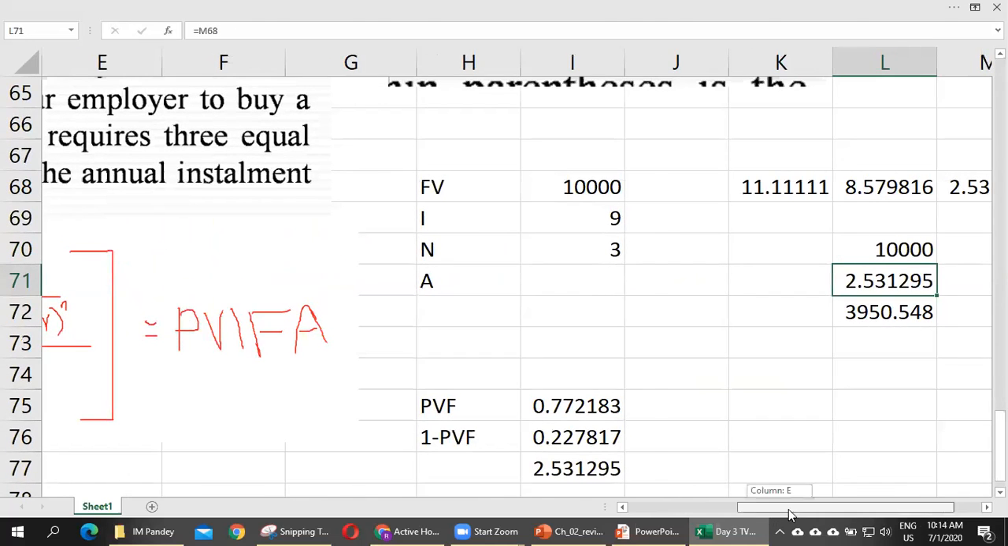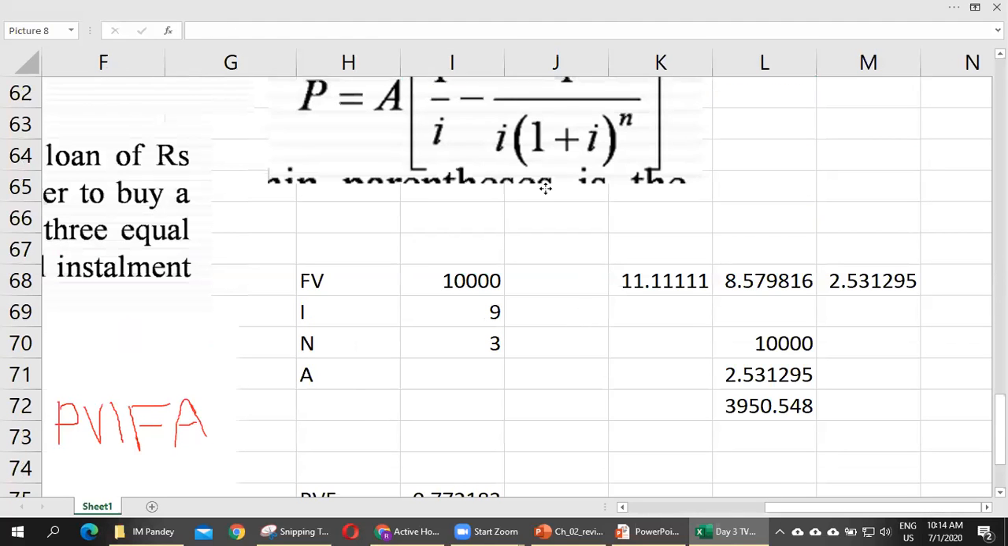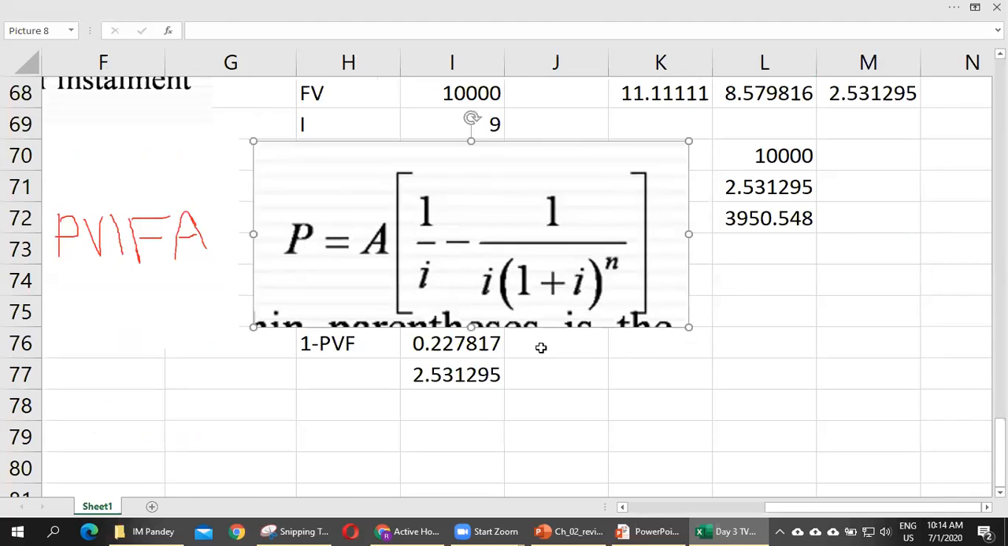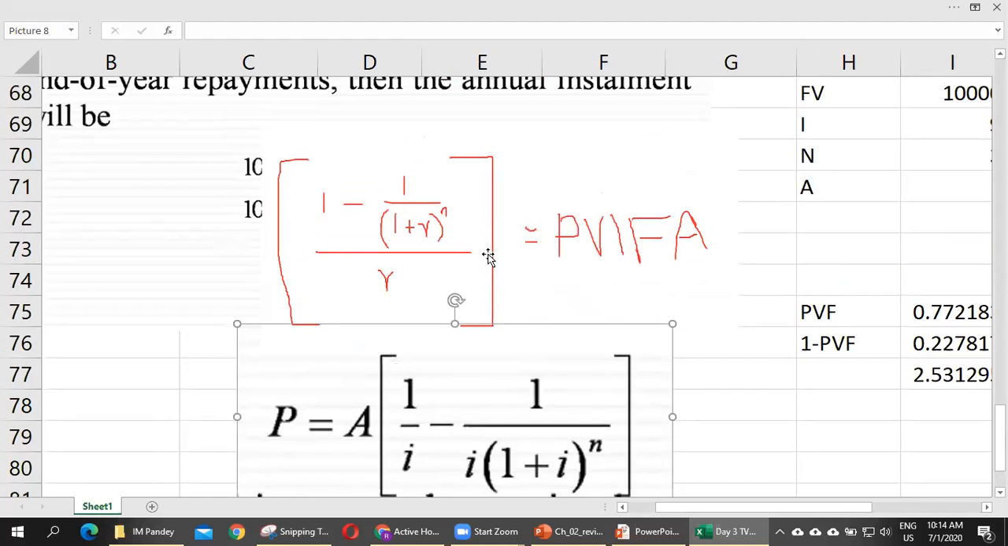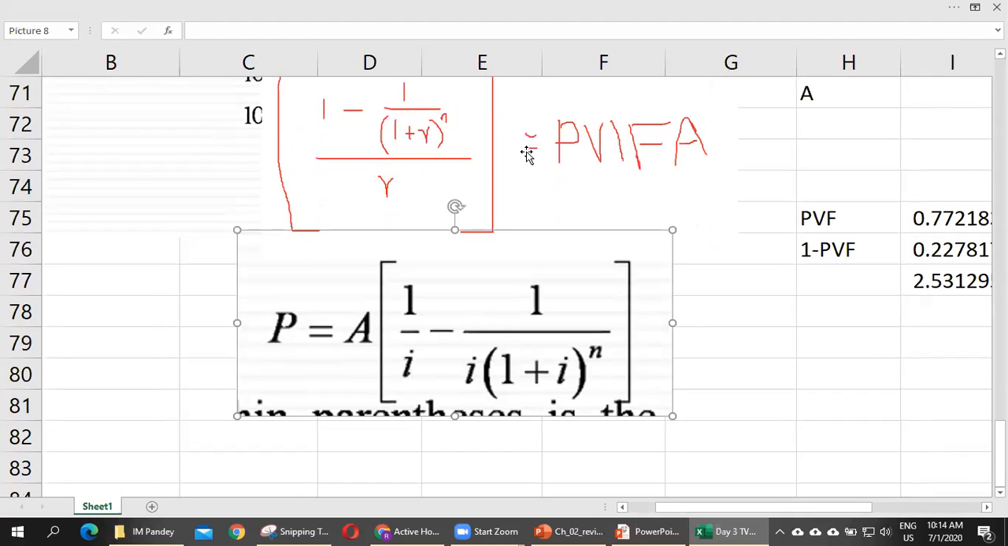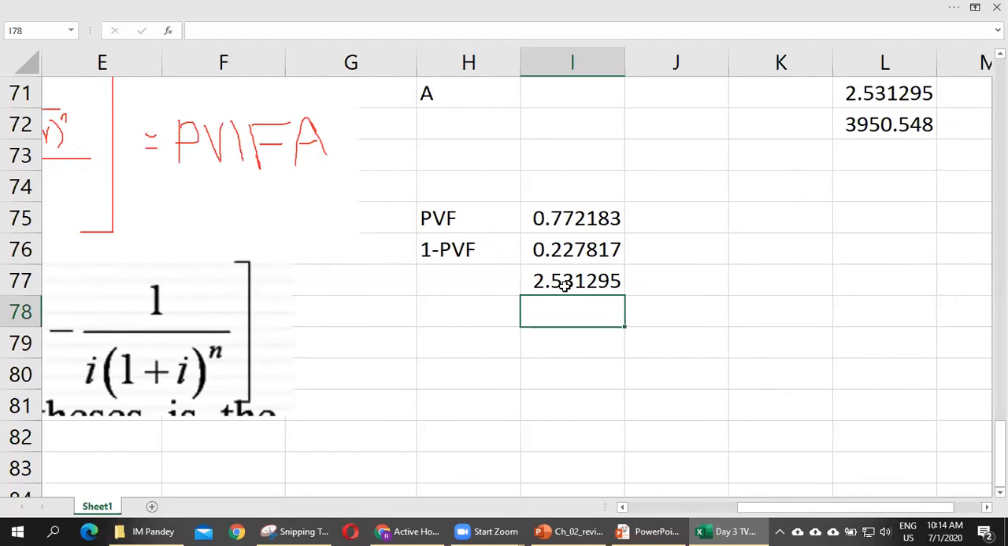So see the answer. Compare these two. See this and this. Both are correct or different answers? Have you understood how to calculate? So both of them give the answer. So this is my formula, and this is the book formula, right? Now we have identified PVIFA.